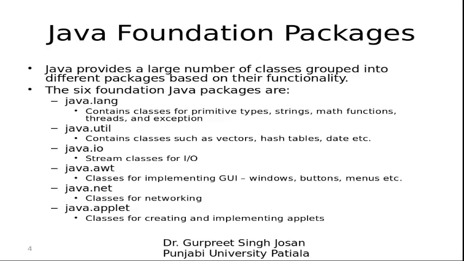So Java also provides all the library classes with the help of packages. There are 6 foundation packages available in Java. These packages are lang, util, IO, AWT, net, and applet. These 6 packages are basically 6 folders in your operating system, and when you open a folder, you can see the classes available in it, and you can reuse all those classes in your program for developing your own system.